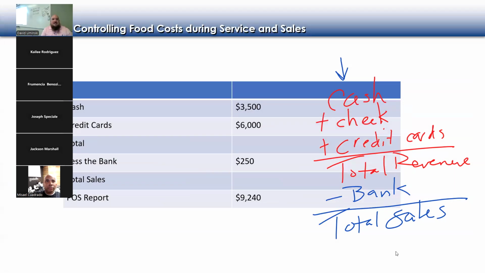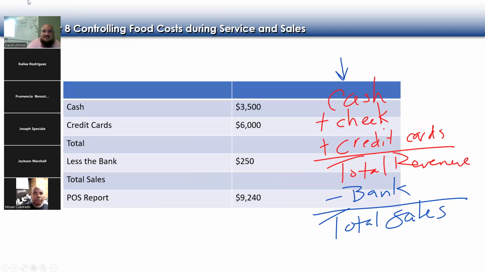So we have our cash and our credit cards. We want to add that together. So what do we get when we add these two numbers together? 9,500. So that's the total. And then I started with $250, so I want to subtract that.